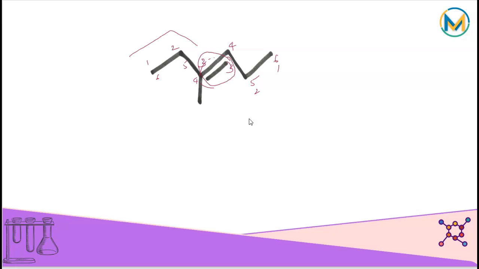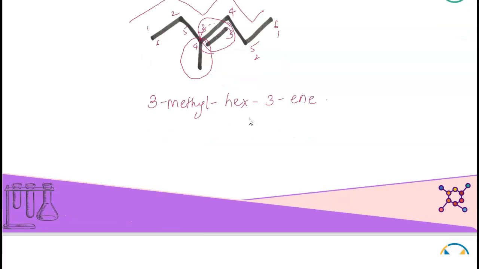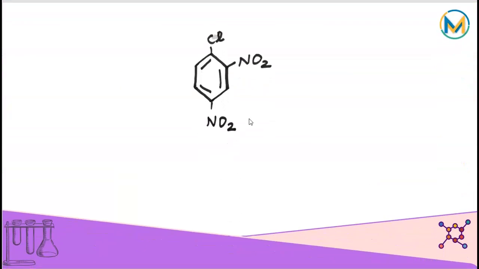So I'll follow this particular order. The attachment here, which is the methyl group, gets number 3 because of that particular order. So the name of the compound becomes 3-methyl. It's a 6 carbon compound, so hexane. So hex-3-ene. 3-methylhex-3-ene.